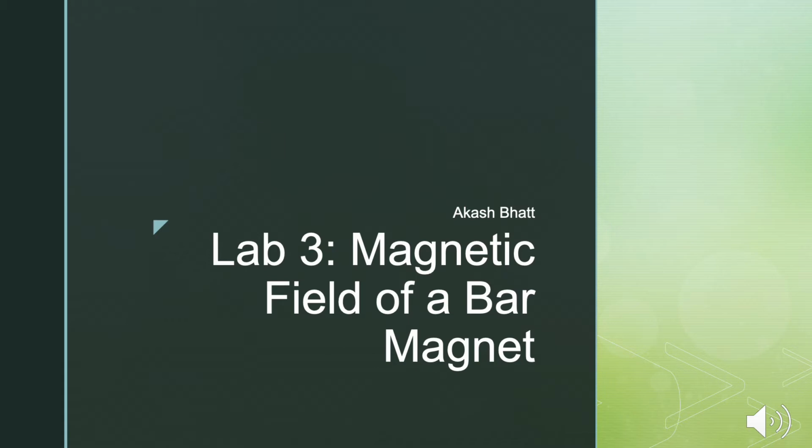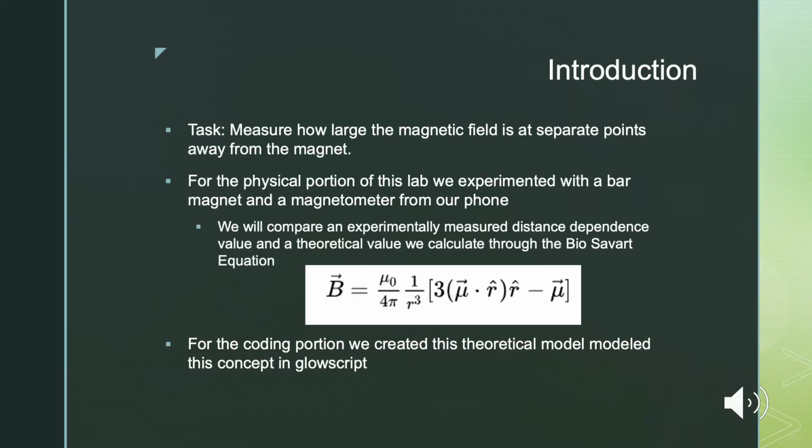Bar magnet. In this lab, we were tasked with visualizing the magnetic field of a bar magnet to find the magnitude of the field at separate points in space. We did this by first experimenting with the bar magnet and the magnetometer in our phones, and using our results to calculate the magnetic moment with the Biot-Savart's law. We then created a theoretical model of the magnetic field using our results from the experimental portion of the lab in GlowScript.